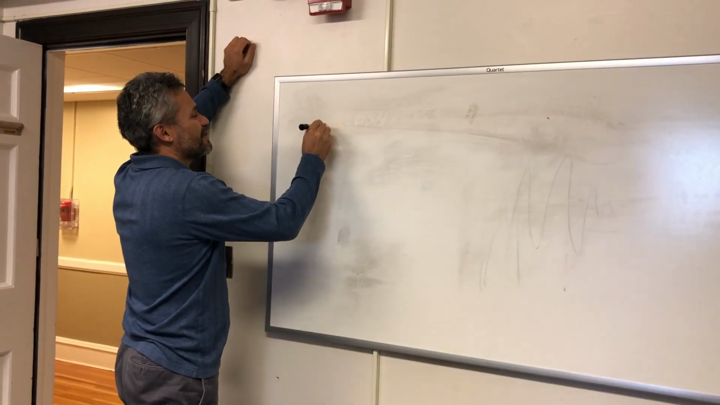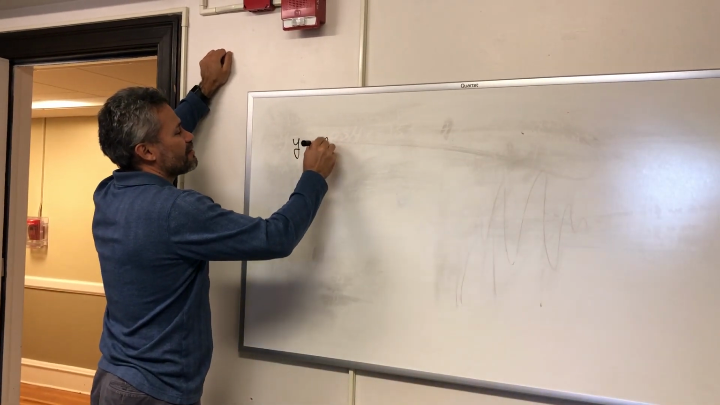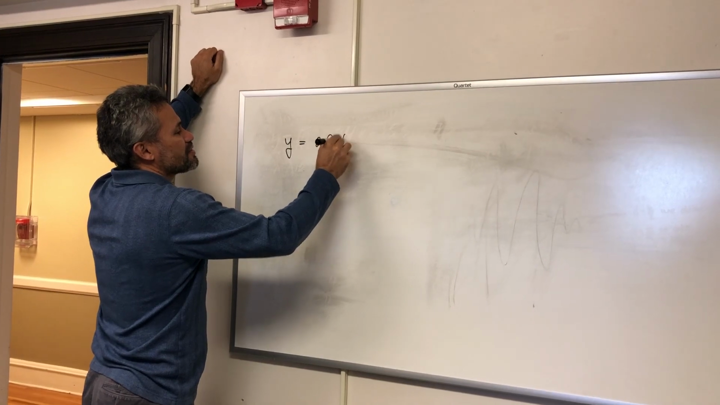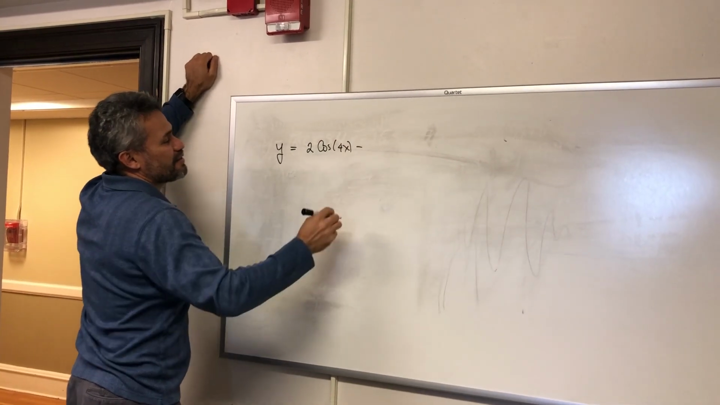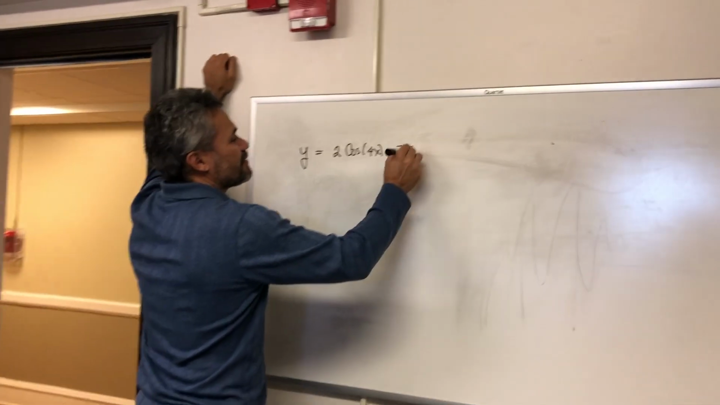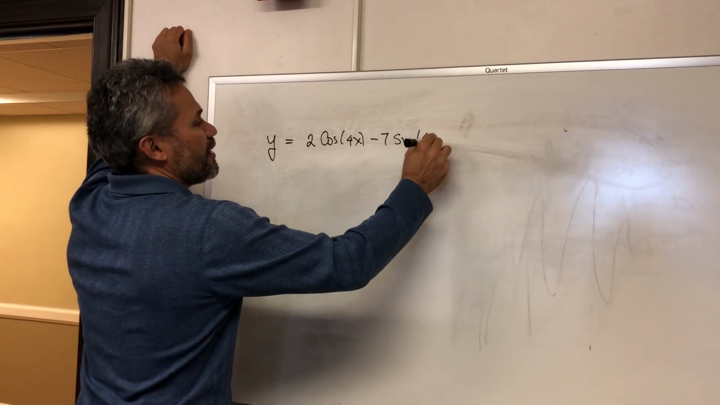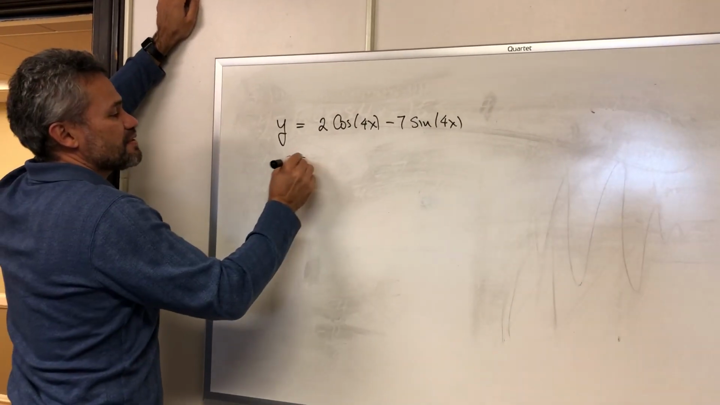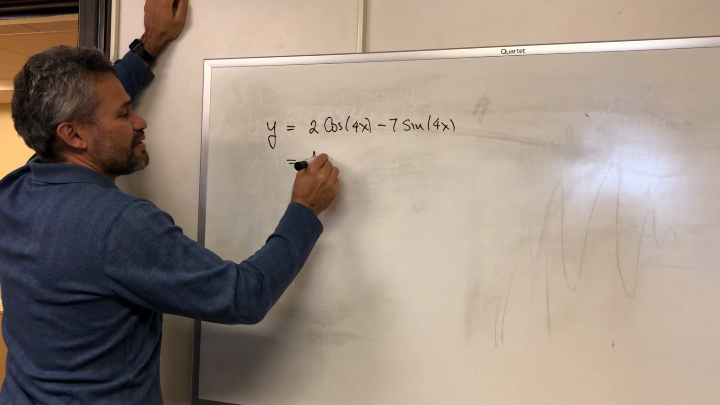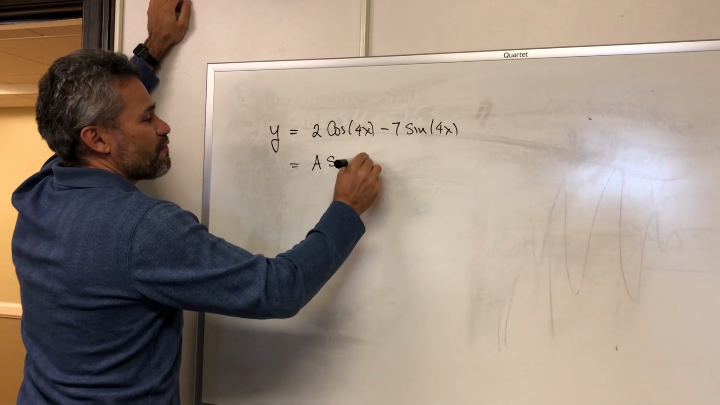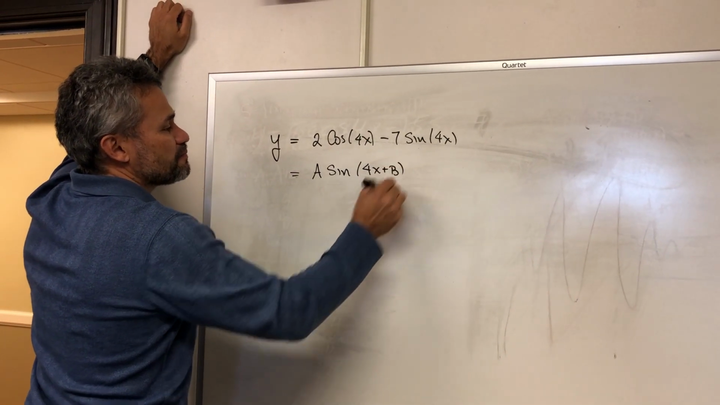Okay, let's do this problem. y equals 2 cosine of 4x minus 7 sine of 4x. The first thing is to try to write this as a sine of 4x plus b.